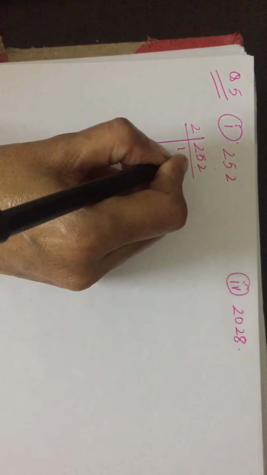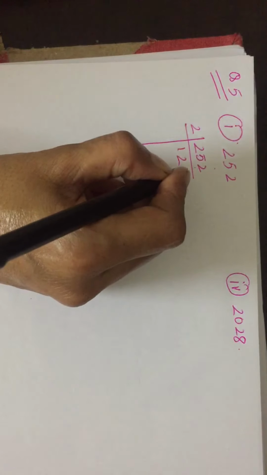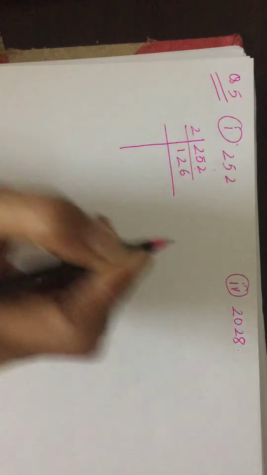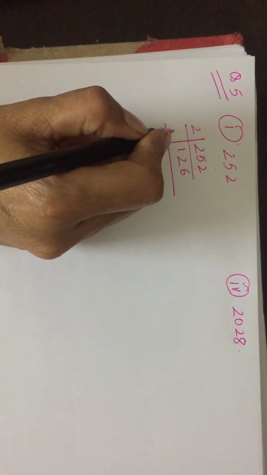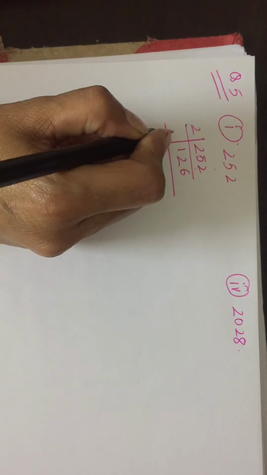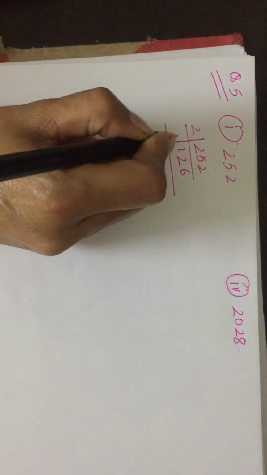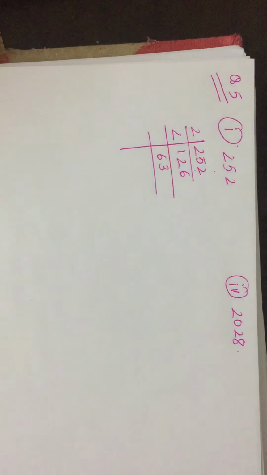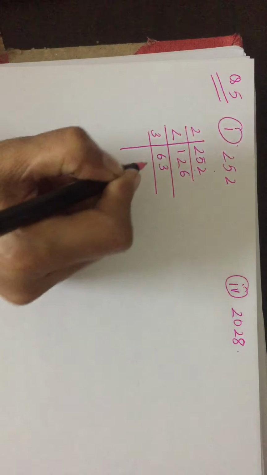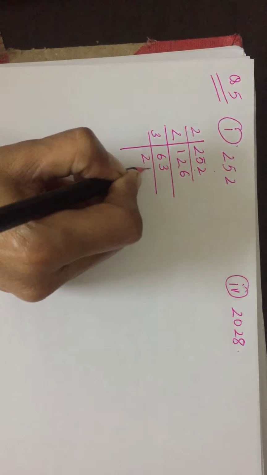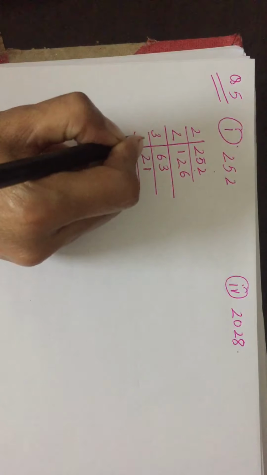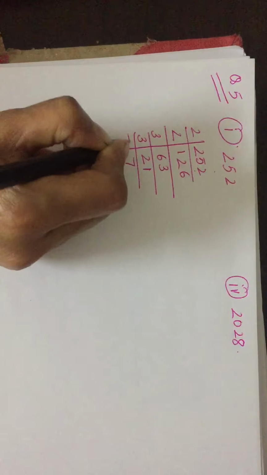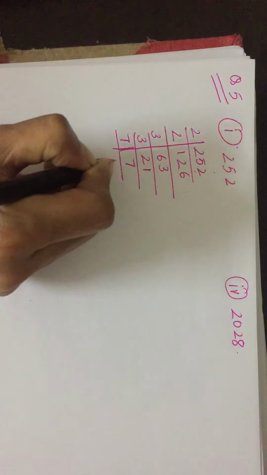2 ones are 2, 2 twos are 4 and 2 sixes are 12. Again it can divide by 2. Always we must try to divide only by the smallest prime number. 2 sixes are 12, 2 threes are 6. Now it can't be divided by 2, so we will divide it by 3. 3 twos are 6, 3 ones are 3. Again by 3, 3 sevens are 21 and 7 ones are 7.